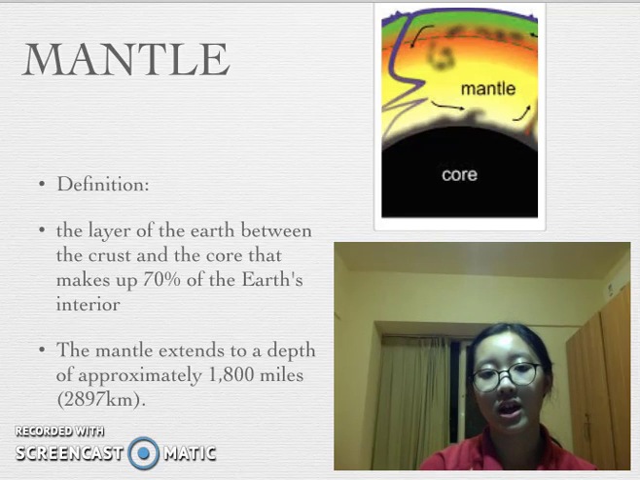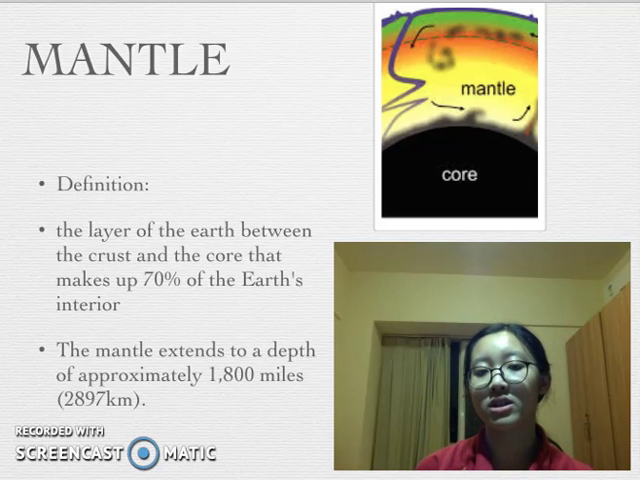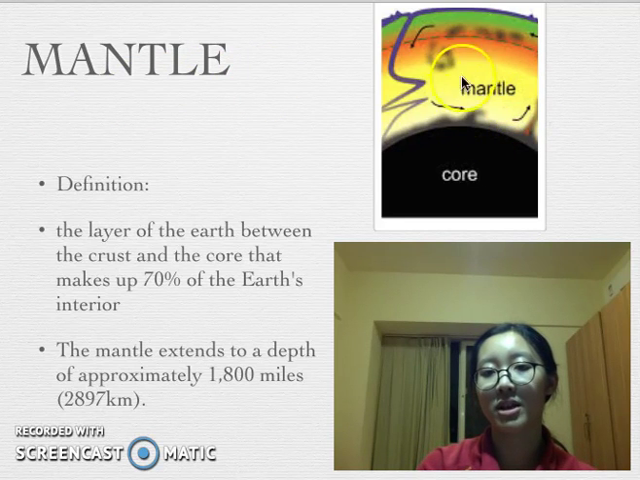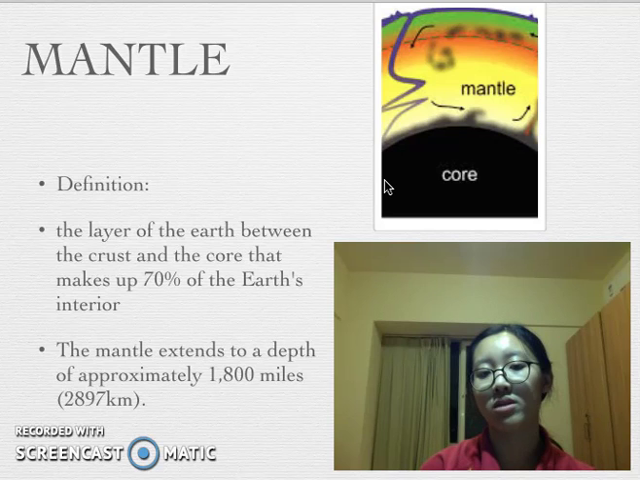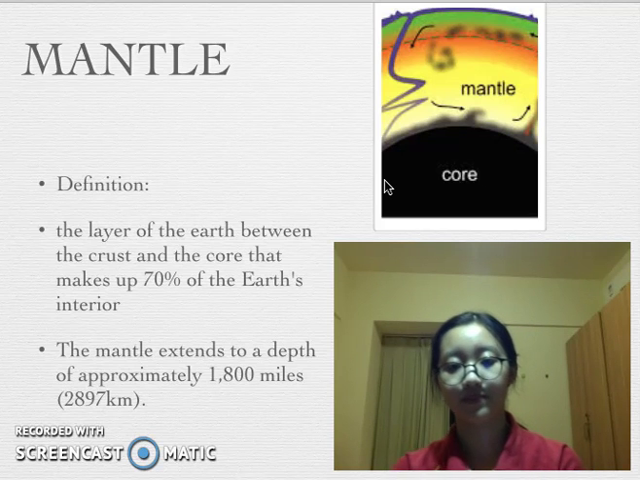Mantle is the layer of Earth between core and crust. It makes up 17% of the Earth's interior. As the picture shows, the mantle is beneath the crust and above the core. The mantle extends to a depth of approximately 1,800 miles, which is almost equal to 3,000 kilometers.